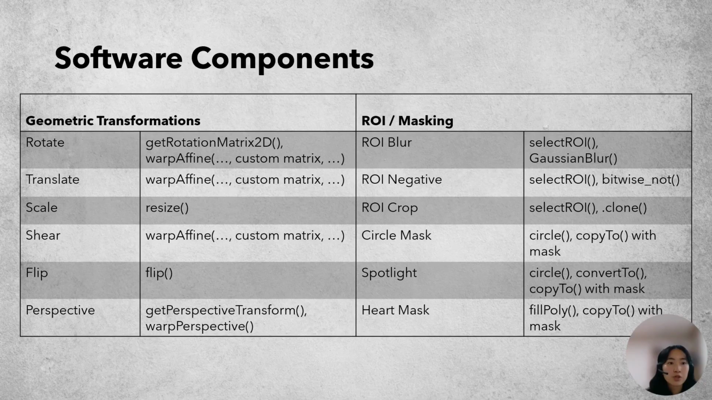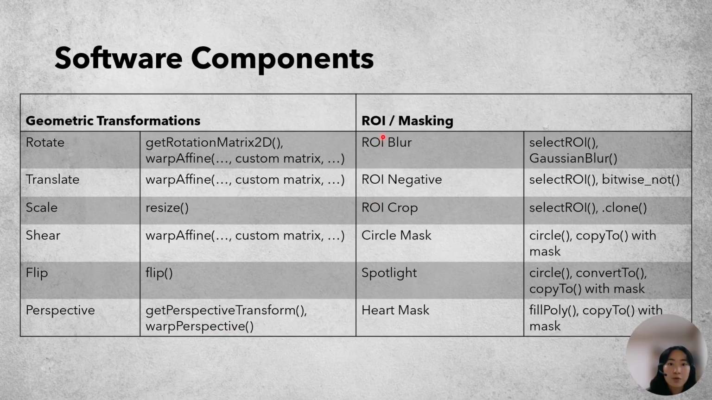So for the geometric transformations, we have rotate, which uses the get rotation matrix 2D and then warp affine. And then you're going to have this custom matrix which sets how much rotation will be required. Most of the geometric transformations actually have custom matrices which are set by the user. Translate also uses warp affine, and scale just resizes the image based on how much the user wants to resize it to. Shear uses warp affine as well. Flip uses flip, and then perspective gets the perspective transform and then warps the perspective.